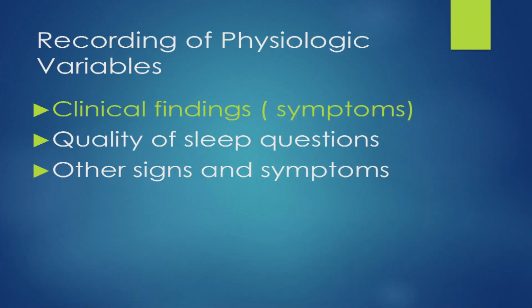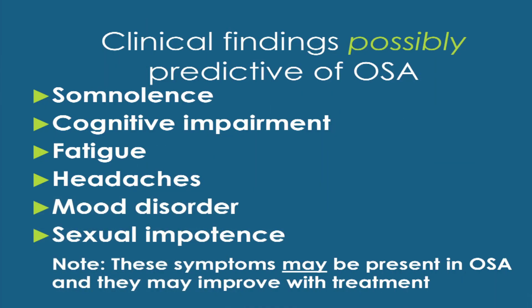Clinical findings. These are clinical findings that would possibly be predictive of obstructive sleep apnea. These include somnolence, which we call EDS or excessive daytime sleepiness, cognitive impairment, daytime fatigue, waking up with headaches or headaches throughout the day, mood disorders, and sexual impotence. These symptoms may be present in OSA and they may improve with treatment.